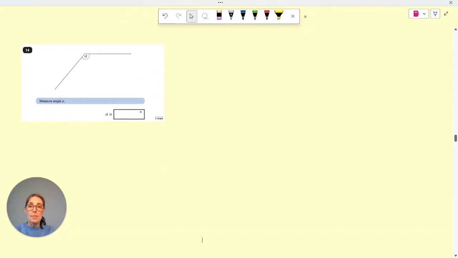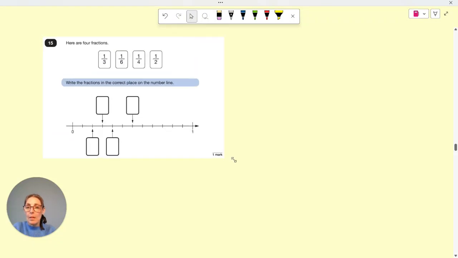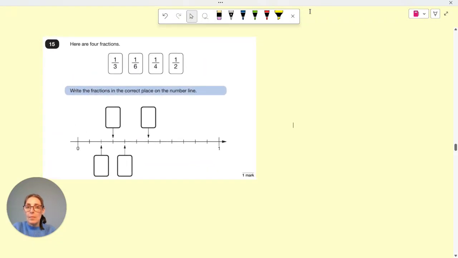All right, well done. Let's have a look at question 15. Here are 4 fractions. Write the fractions in the correct place on the number line. I'm just going to make that a bit bigger. Okay. I want to work out what this scale is first. I want to try and work out what's going on here.